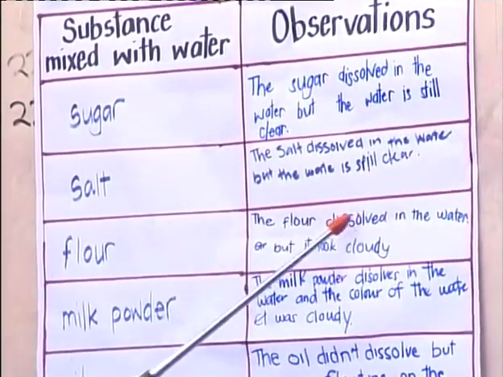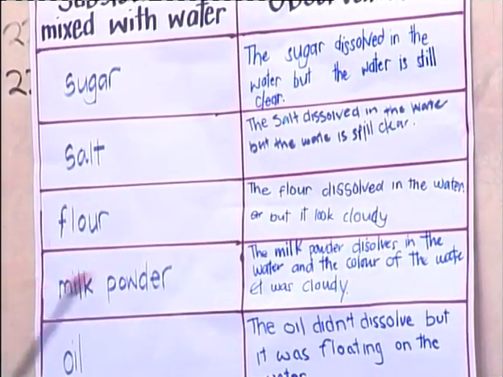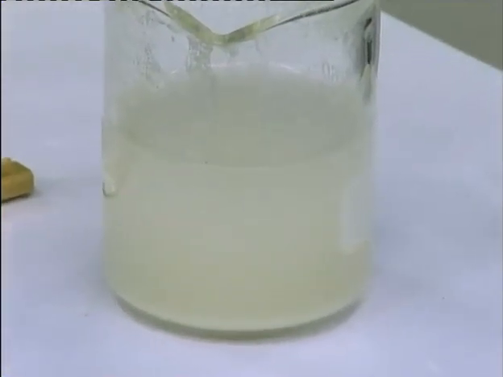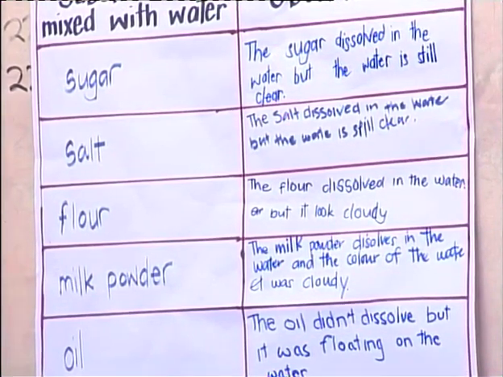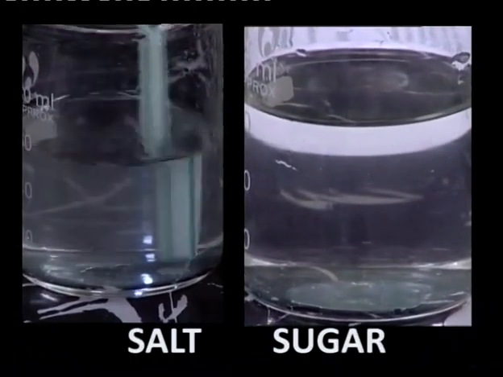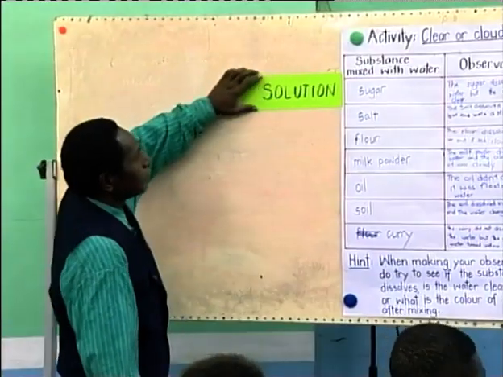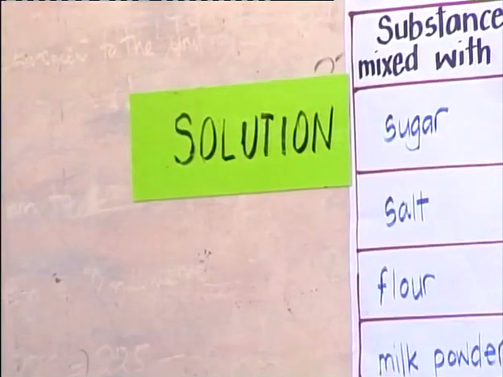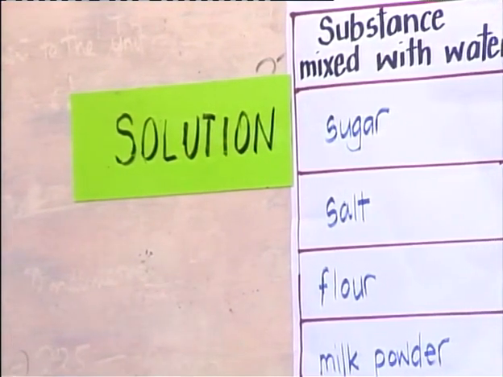Flour: the flour dissolved in water, but it looked cloudy. Very good. It is a type of mixture which partly dissolved, and it looked cloudy. Okay, so for sugar and salt, it looks clear because it is a solution. That is why it looked clear. We call that a solution. If it looks clear, then it is called a solution.